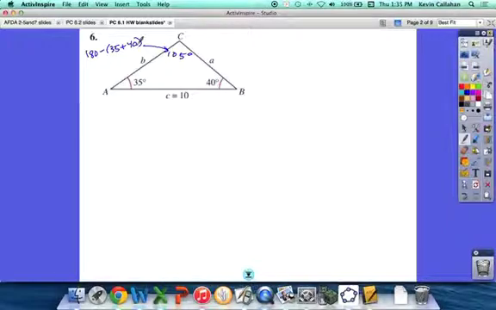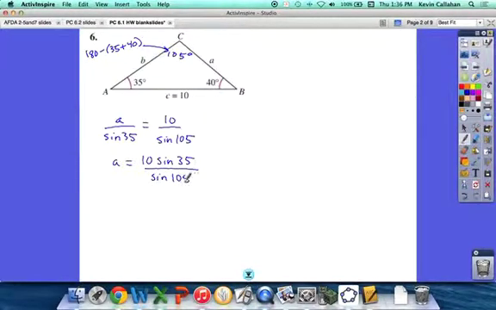Okay, now we still have to find side A and side B. So it's pretty straightforward at this point. I'm not going to write the formula. I'm just going to fill in right away just to save a little time here. A divided by the sine of 35 equals 10 over the sine of 105. So A equals 10 sine 35 divided by the sine of 105. 5.938. I'll just say 5.9. That was A.